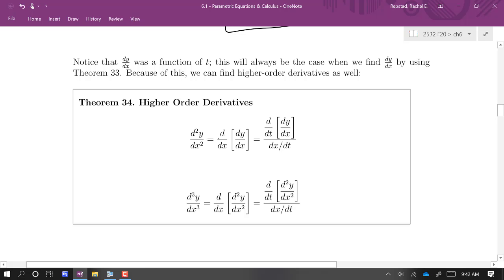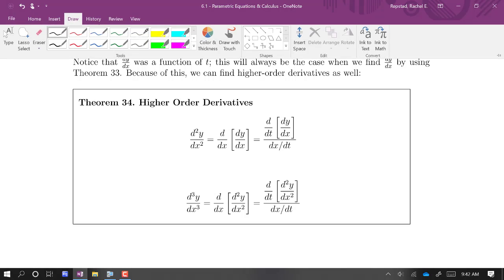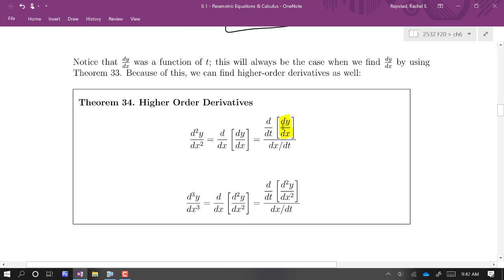Then, using Theorem 33, this tells us that we should find the derivative with respect to t of dy dx, which we've just found and observed will still be a function of t, and then divide by dx dt. So we only find dx dt once, so that's always on the bottom. And then similarly, we can find the third derivative by taking the derivative with respect to x of the second derivative in that same way. So we differentiate with respect to t the second derivative with respect to x, and then again divide by dx dt.